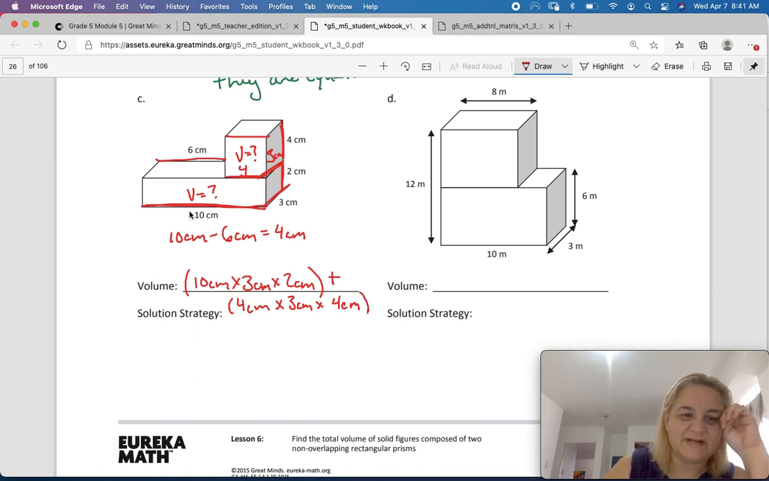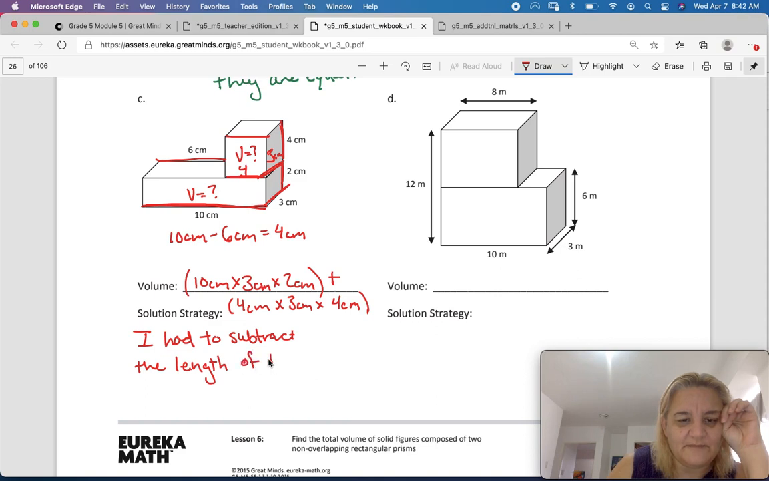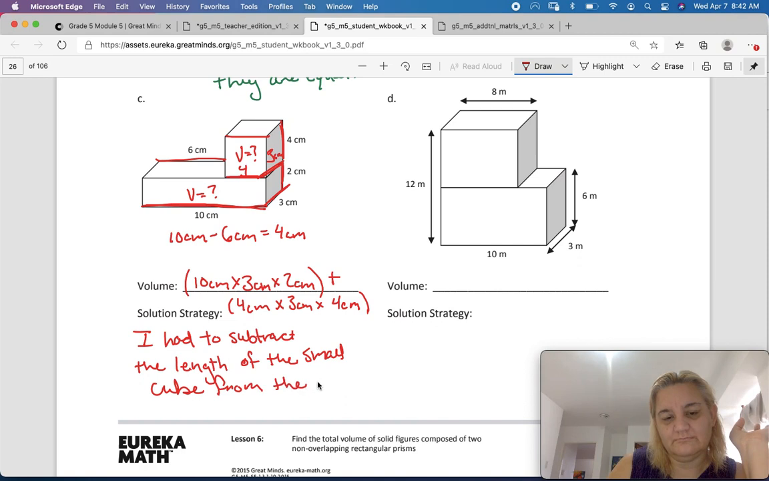Okay. So solution strategy, I had to subtract the length of the small cube from the big cube to find the volume. Okay, and then I had to add those together.